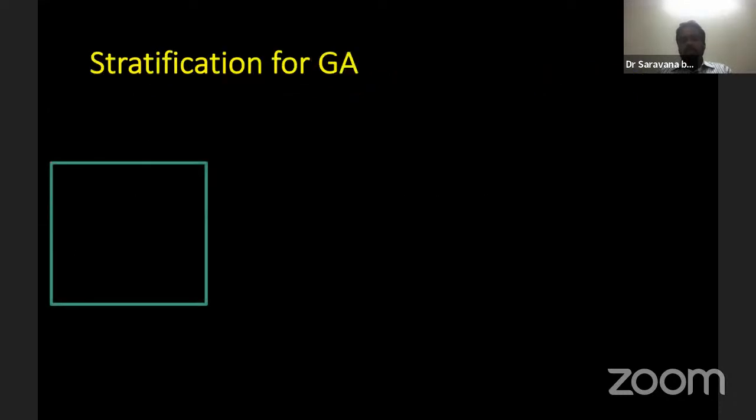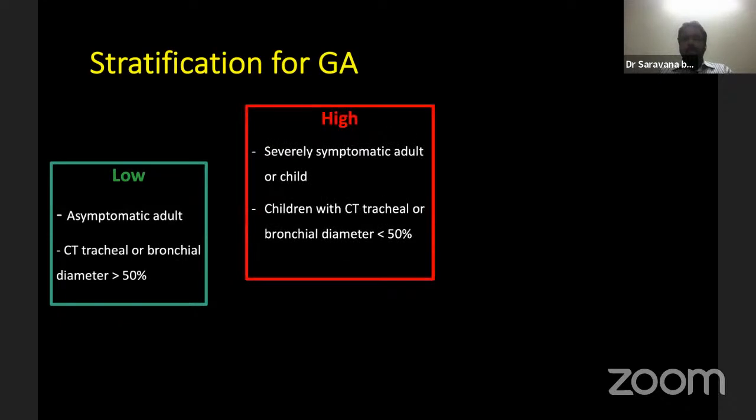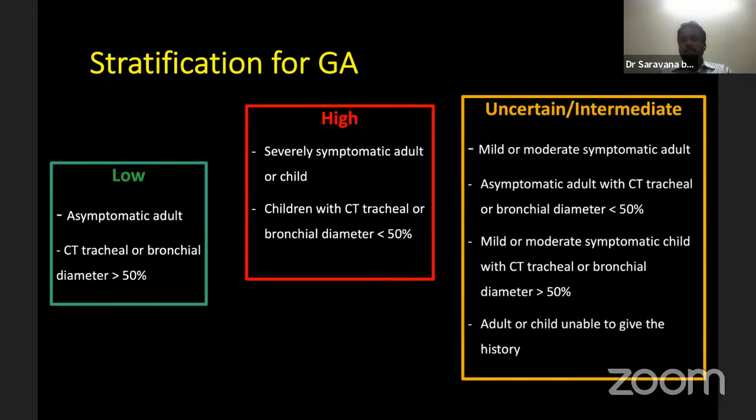So the stratification of GA is low risk when the patient is an asymptomatic adult and the CT tracheal bronchial diameter is more than 50% of the predicted. And it is very high risk, as I already told, when the patient is severely symptomatic, having supine symptoms, and cannot lie down. So the patient is considered high risk and the tracheal and CT diameter is less than 50%. In children it is less than 50%, whereas in adults, even if it is less than 50%, it is uncertain.